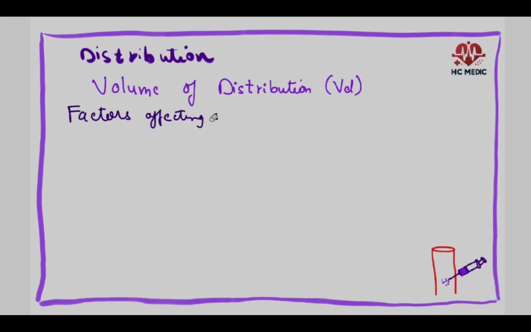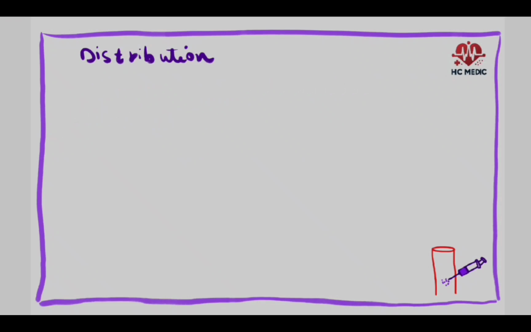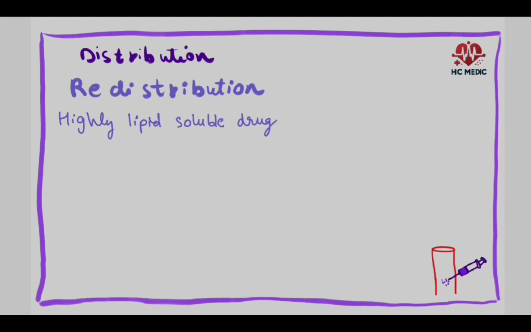Now we will discuss the next topic, which is redistribution. Now what is redistribution? It is applicable only for the highly lipid soluble drugs. Highly lipid soluble drugs first get absorbed into the central compartment, and then they get distributed to the peripheral compartment.